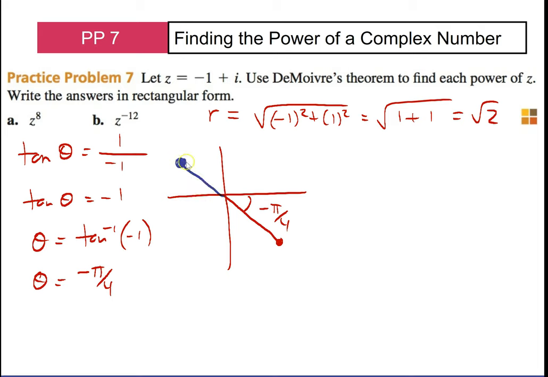So where the rectangular form is right here, where we just figured out we're here, we are off by a pi. So let's add pi, and that'll get us to where we want to be. All right, so pi plus a negative pi over 4, common denominators. I think you guys can do that. Eventually, you should get a 3 pi over 4.